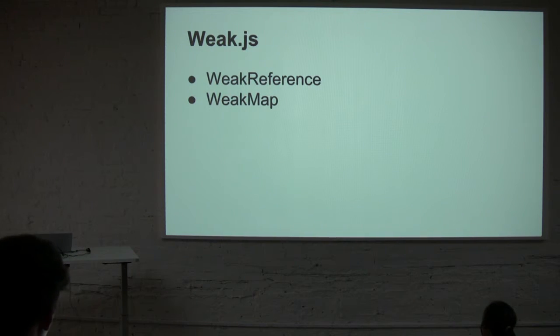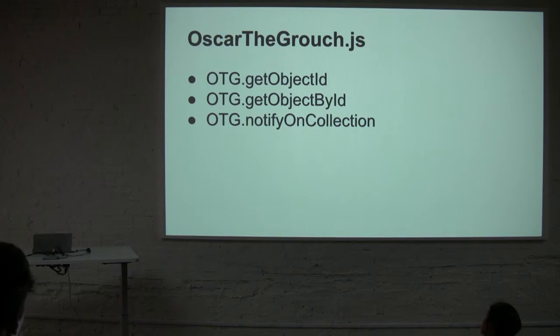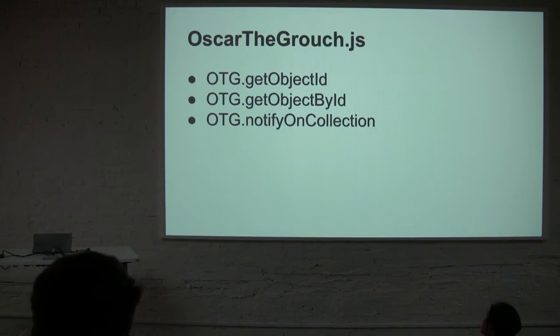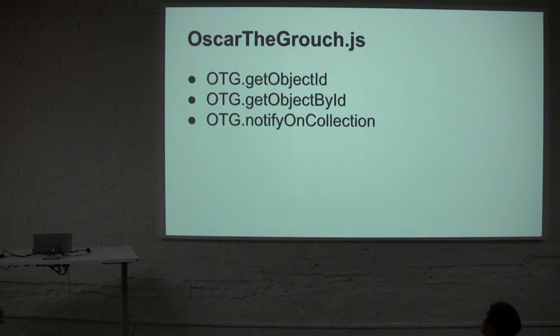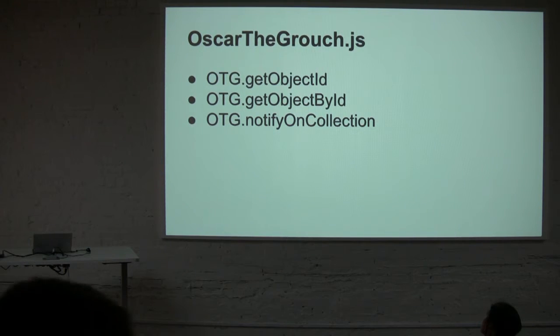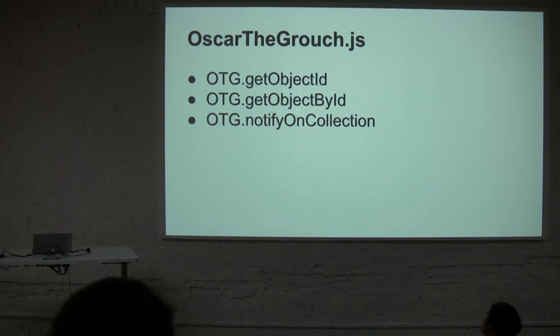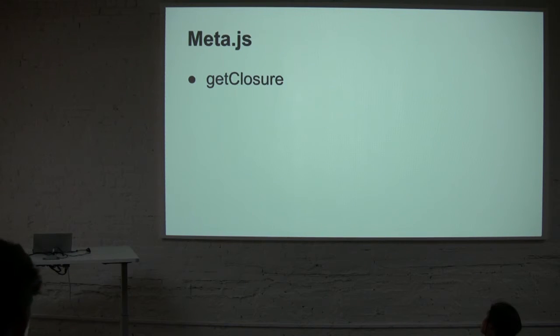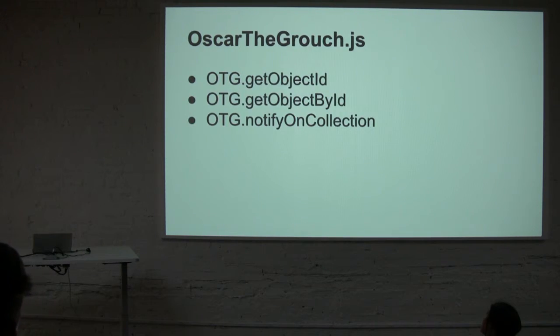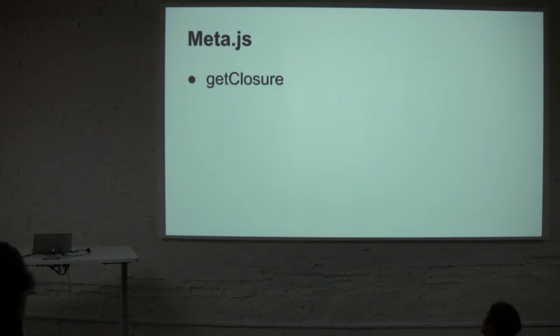And so this is implemented using the second thing, Oscar the Grouch. Oscar the Grouch is built on top of Meta.js, and Weak.js is built on top of Oscar the Grouch. Oscar the Grouch exposes the non-determinism of the garbage collector to you. So I might have to talk about Meta.js. I kind of did this backwards.